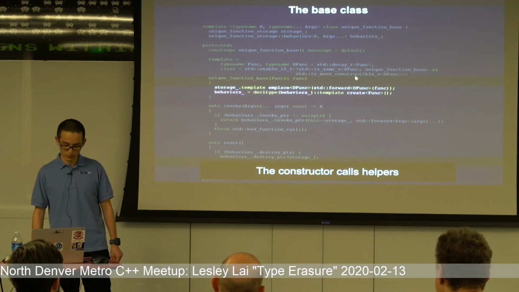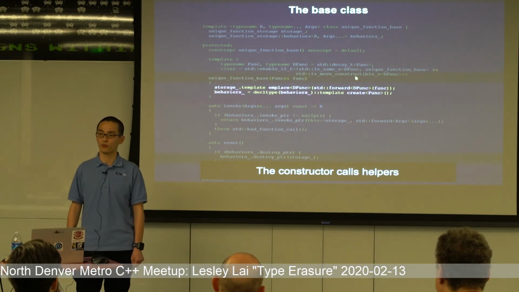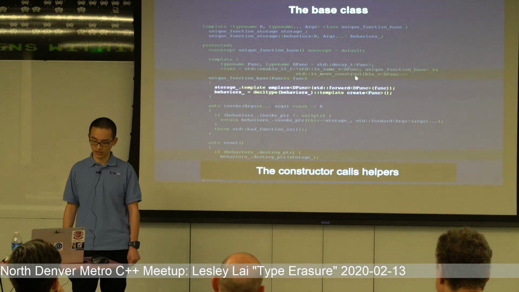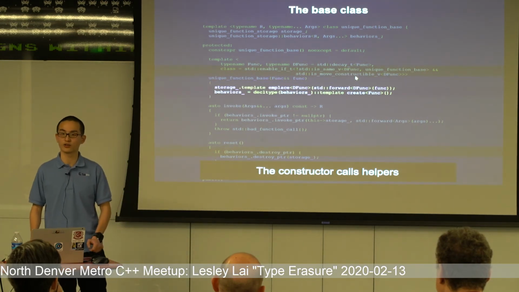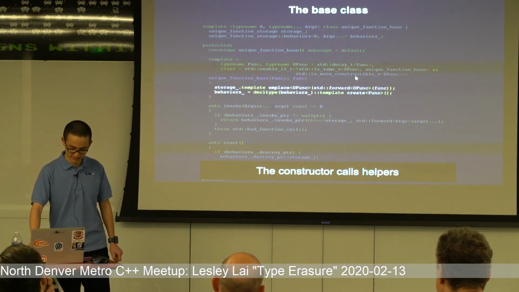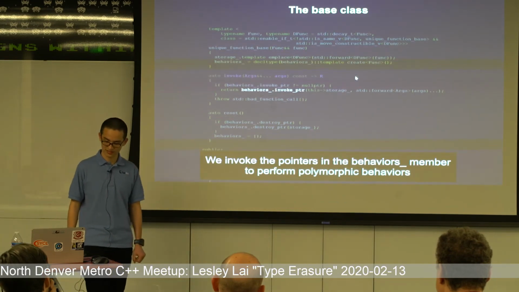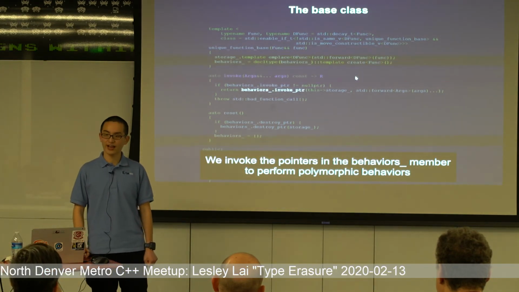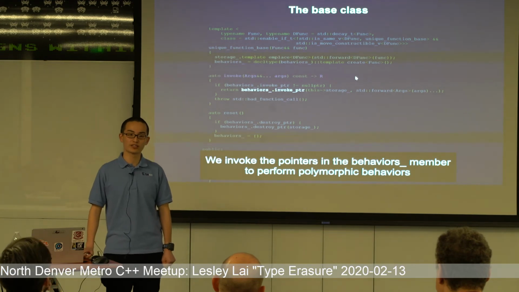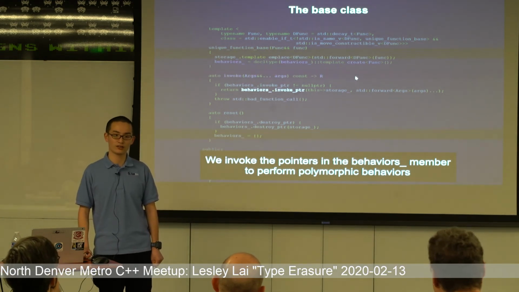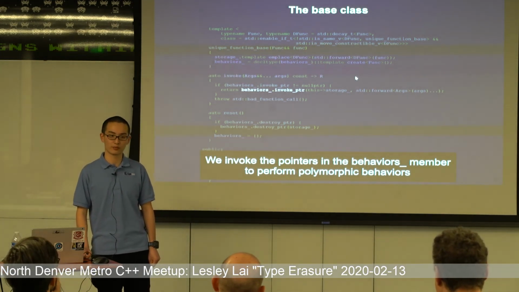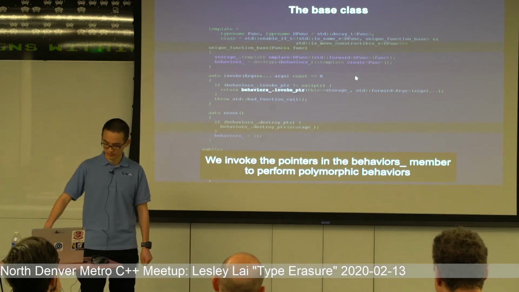Then inside the constructor, we just call those helpers to construct the storage and also the vtable for us. And then to invoke the actual function, we need to call the underlying function pointer inside behavior.